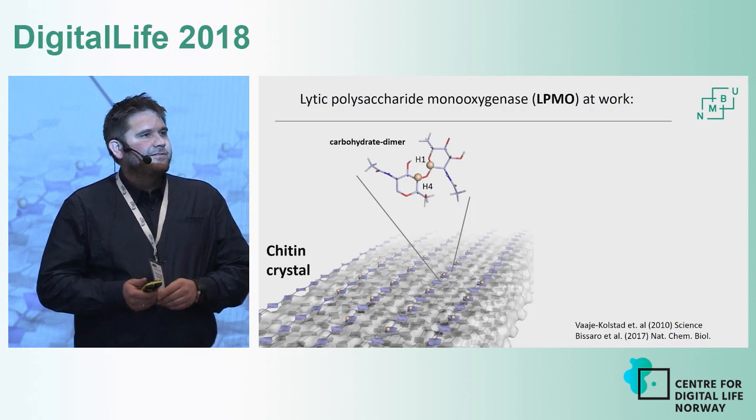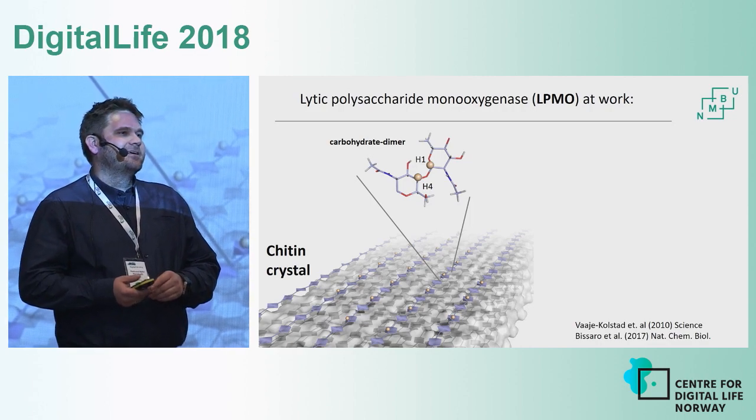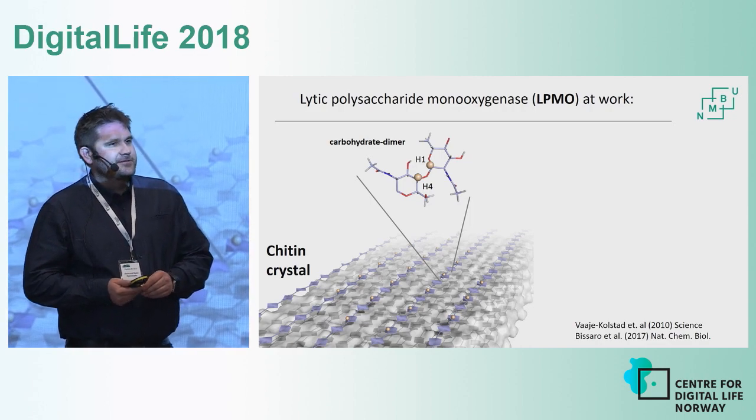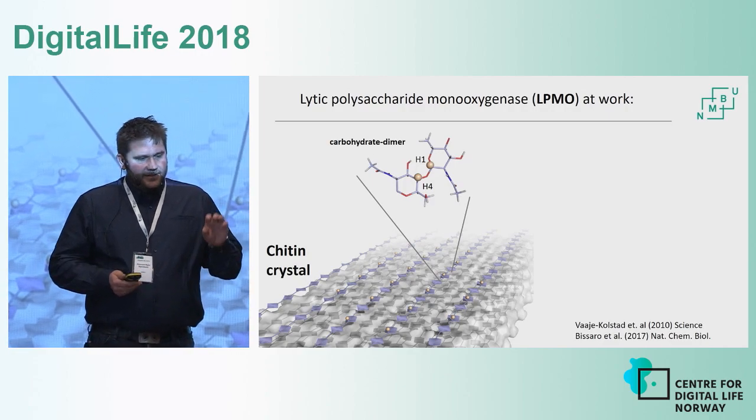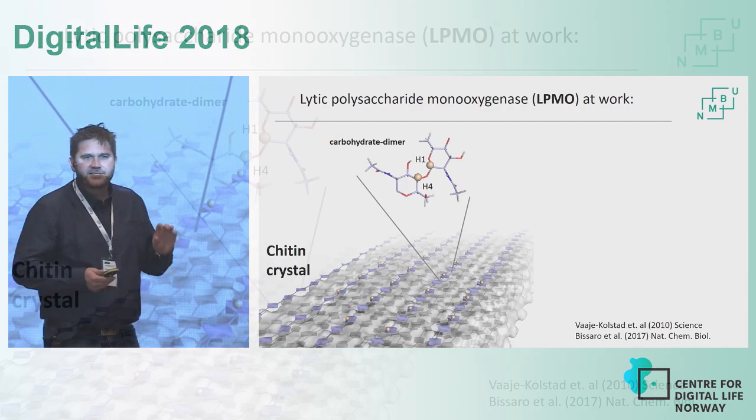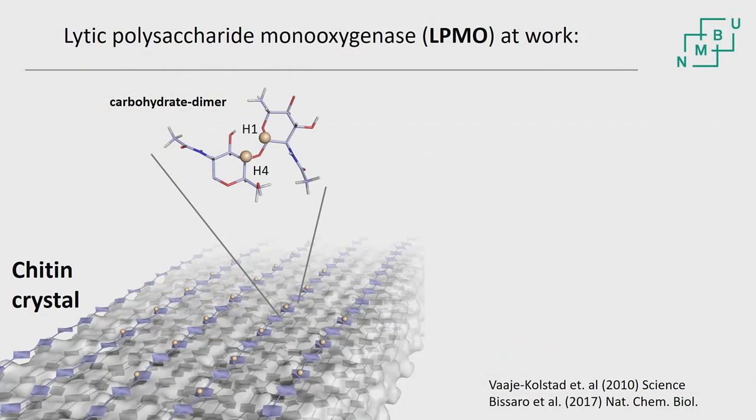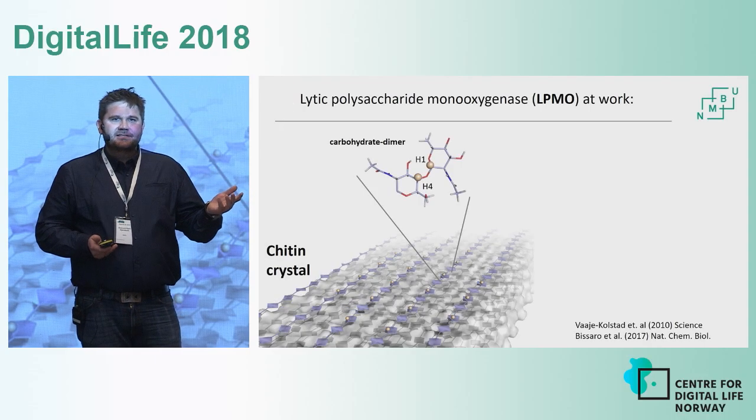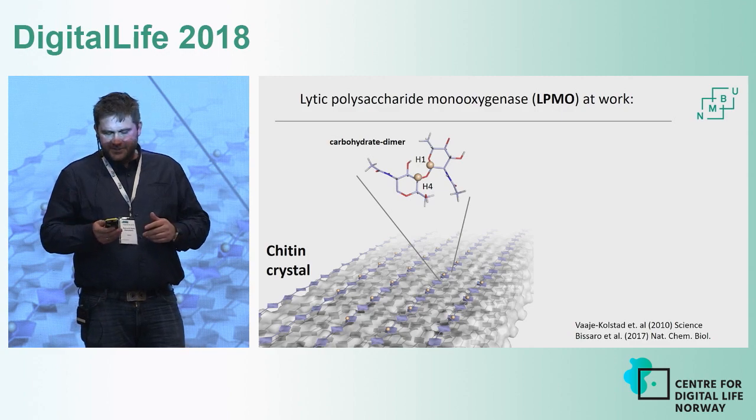So thanks to Phil for a very nice introduction to the field of cellulose deconstruction. This is the substrate we're going to look at today. It's chitin. It's very similar to cellulose. And what happens during catalysis is that this gray hydrogen atom here is pulled off, and then this chain is cleaved afterwards, after the enzyme is finished.